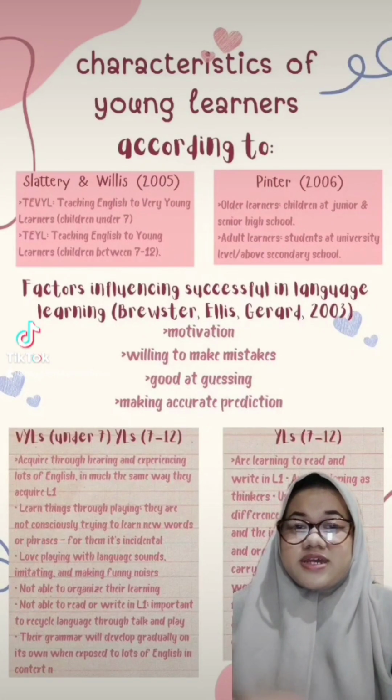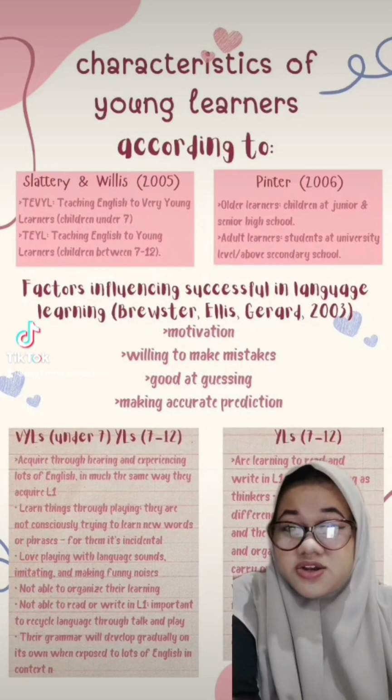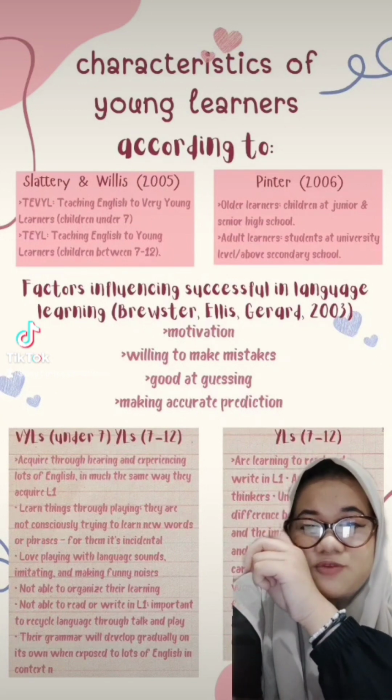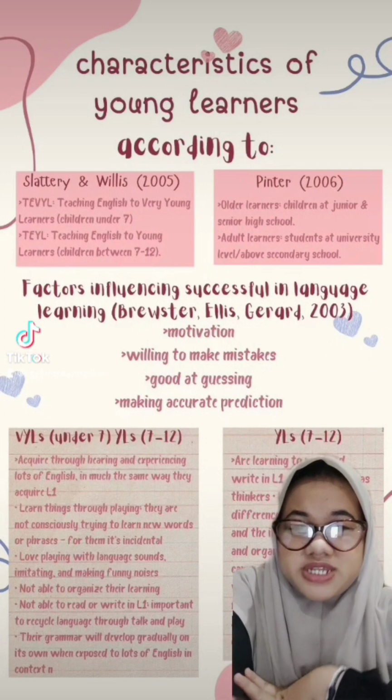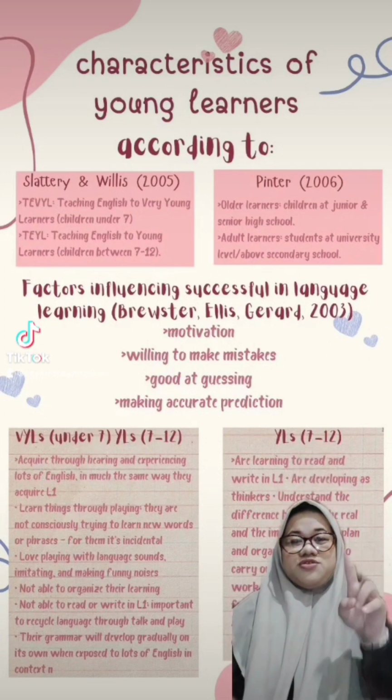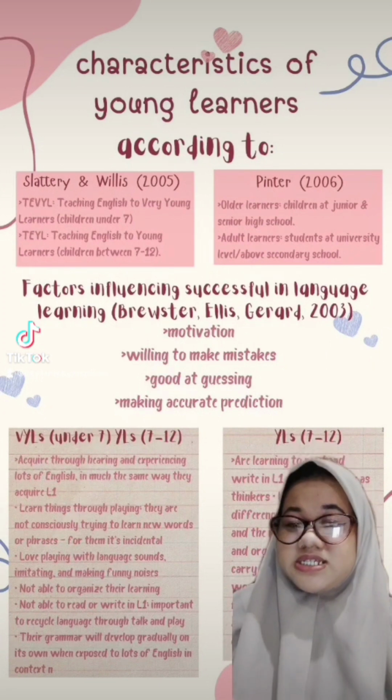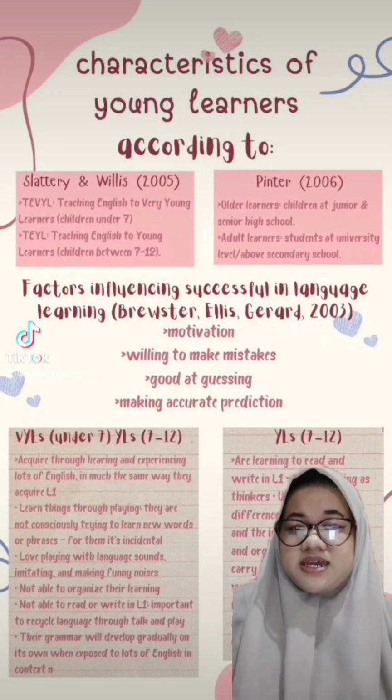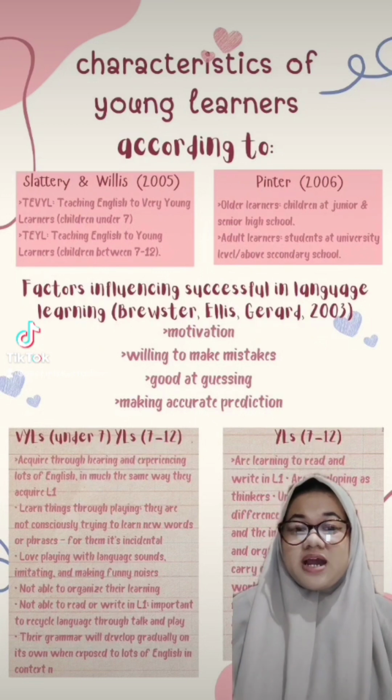Here I want to tell you about the characteristics of young and adult learners and how young learners and adults learn. Okay, characteristics of young learners: according to Slattery and Willis in 2005, they have two theories. The first is TEVYL, also known as teaching English to very young learners.